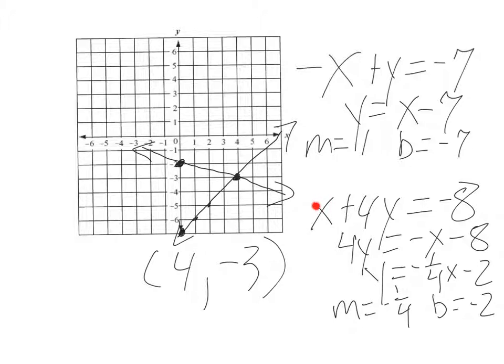So our x again was 4. And our 4y, so that would be negative 12. So 4 minus 12 would give us negative 8. So once again, we do have the correct solution here: 4, negative 3.